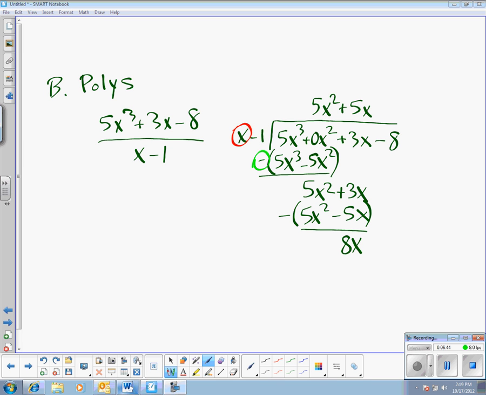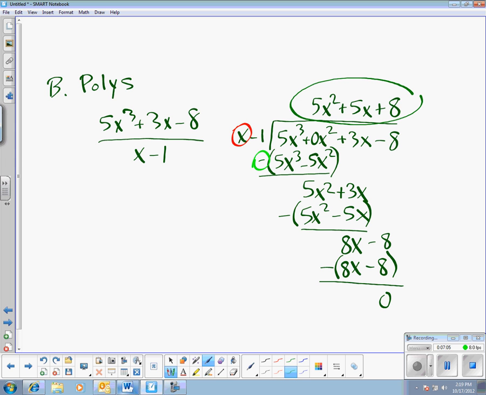So drop the negative 8 down, because that's our next step. What do you need to multiply x by to get 8x? And that is positive 8. And I get 8x minus 8. Now this one just happens to perfectly subtract away, give me 0. So I had no remainder. Therefore, my answer is right here.